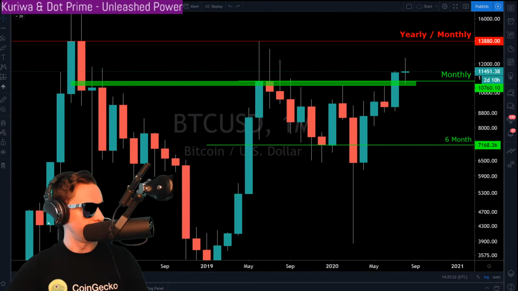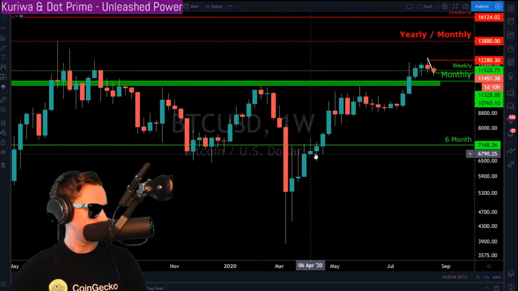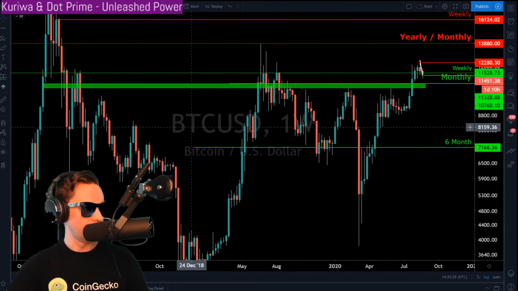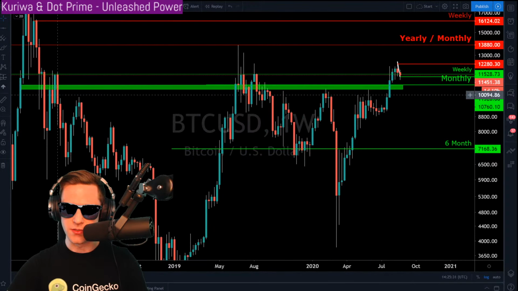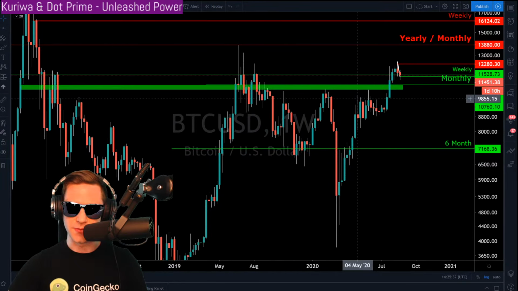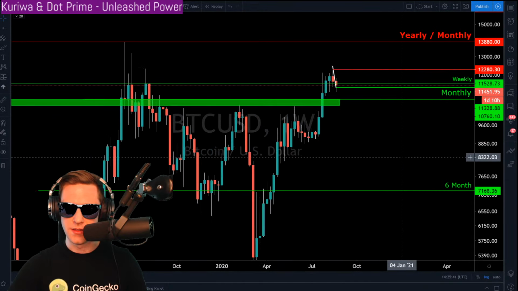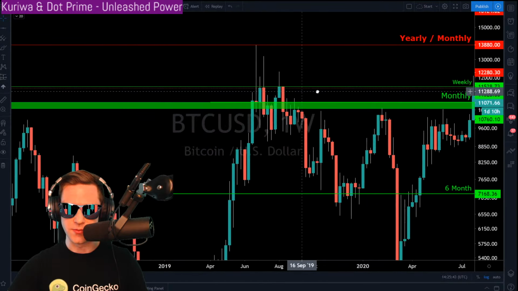We're going to go a little deeper into the weekly. And on the weekly, we're seeing a pretty similar response to this. We do have candle closes above it and below it, but that's why I consider that a monthly support. On the weekly, we have a little different view.